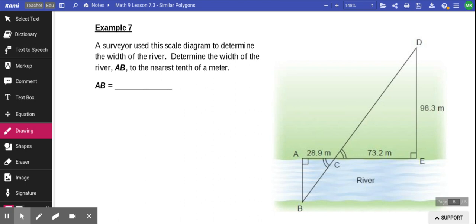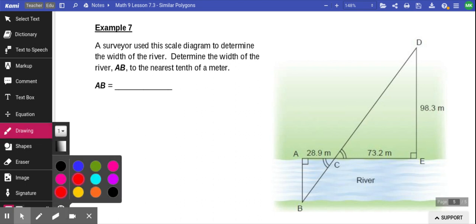Okay, hopefully you did that. Hopefully you paused and then did it and then unpaused. It says a surveyor used the scale diagram to determine the width of the river. Determine the width of the river AB. AB means if you went from A, which is right here, and you drew a line to B, which is right here, which happens to be the width of the river, right? And I call it X because that's what I'm looking for. Determine the width of the river AB to the nearest tenth of a meter.